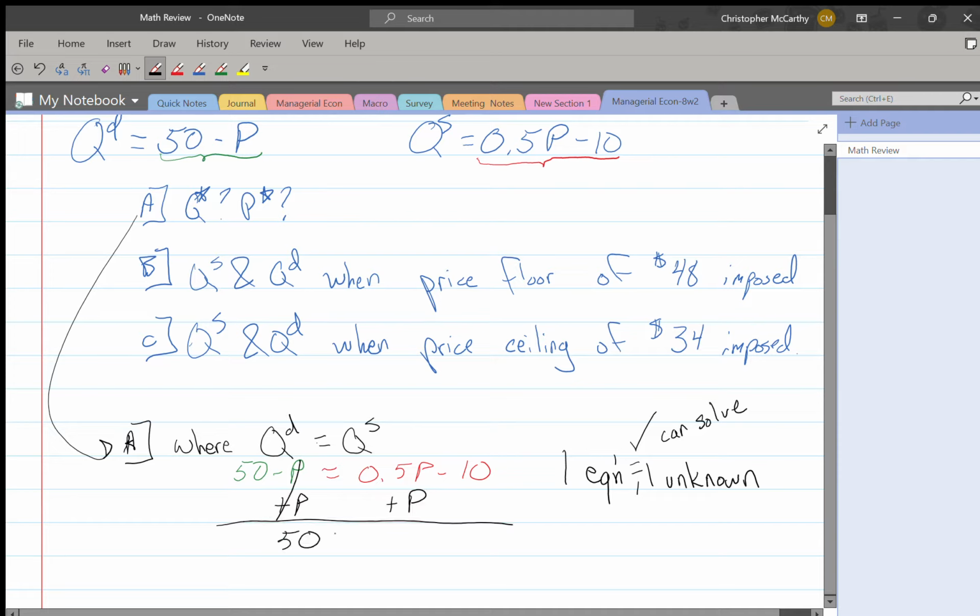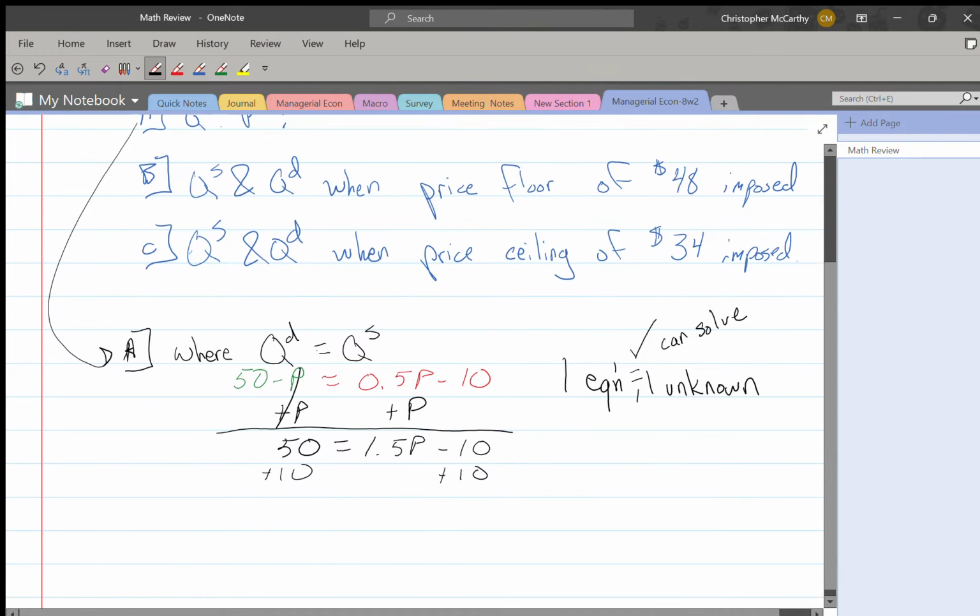So then we end up with 50 equals, what's 0.5 plus 1P? It's 1.5P. And then this is going to be minus 10. Now we're going to add 10 to both sides. These 10s annihilate each other. This 50 plus 10 is going to be equal to 60. 60 equals 1.5P.